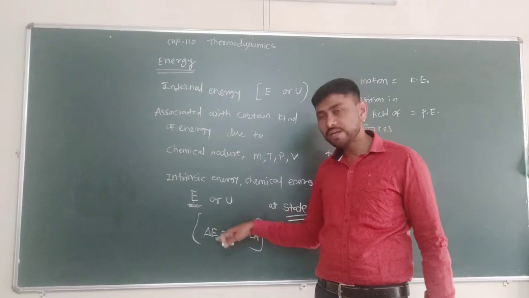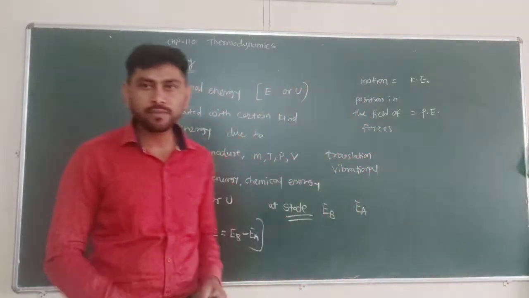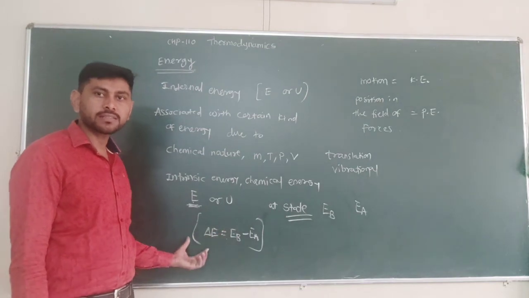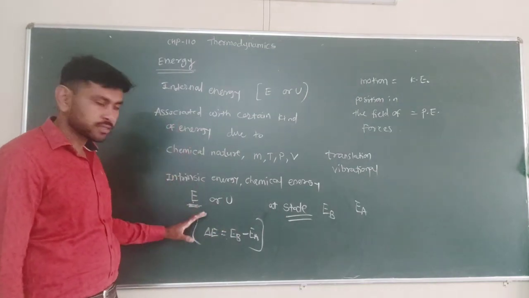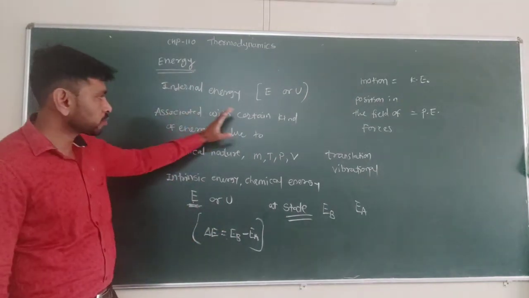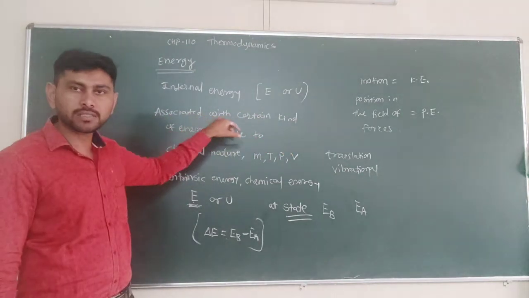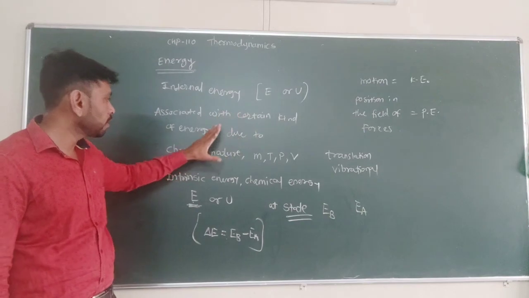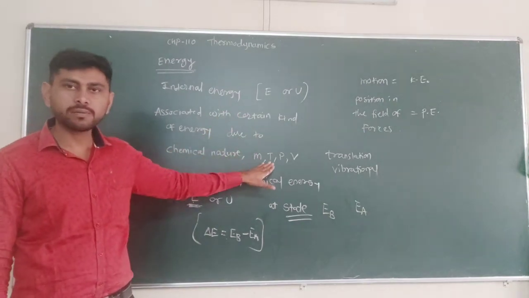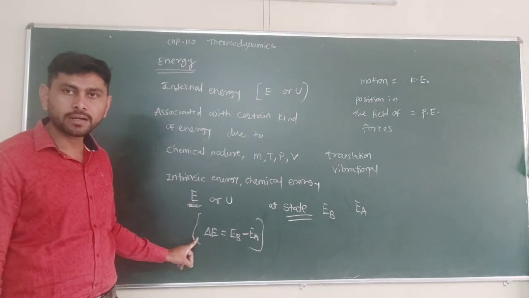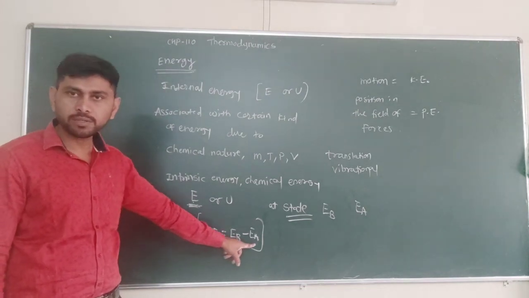What difference is there between the initial and final state? We can find out that difference, so it is considered a state function. So internal energy is a state function. Every substance is associated with a certain kind of energy due to chemical nature, mass, temperature, pressure, volume, and it is a state function represented by delta E, the difference between two states.